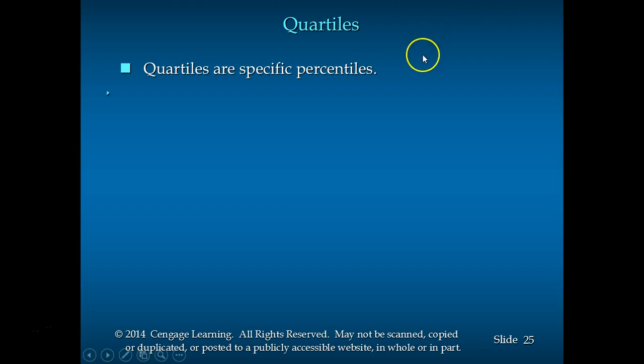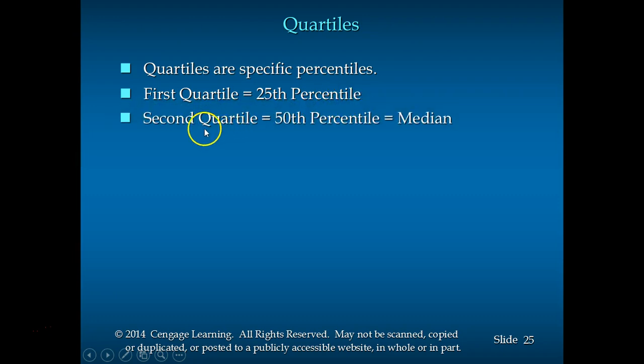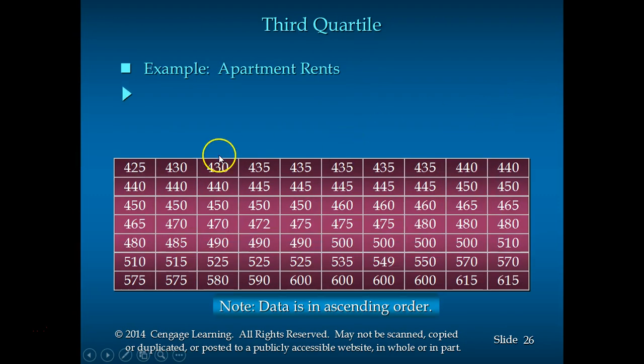What is a quartile? A quartile is also a percentile, but in specific places. The first quartile is the 25th percentile. The second quartile is the 50th percentile. It's called the median. And the third quartile is the 75th percentile. Okay, everybody? So now we'll compute quartiles.